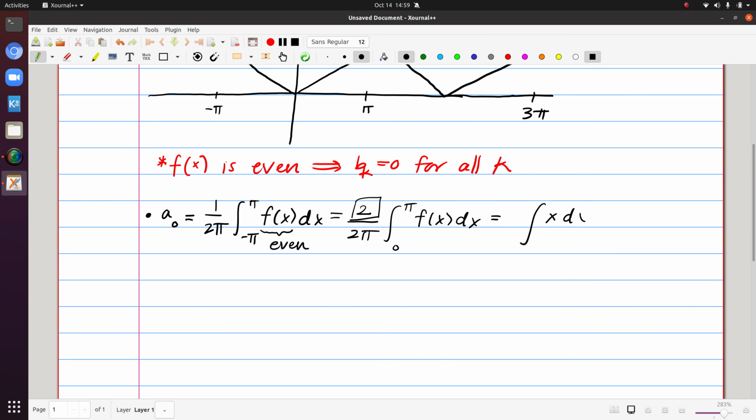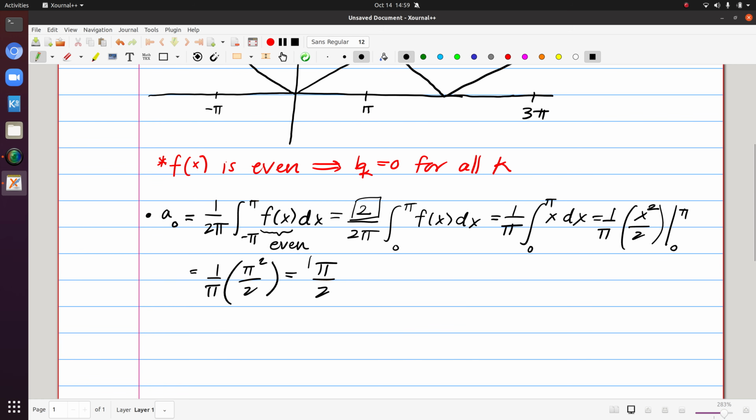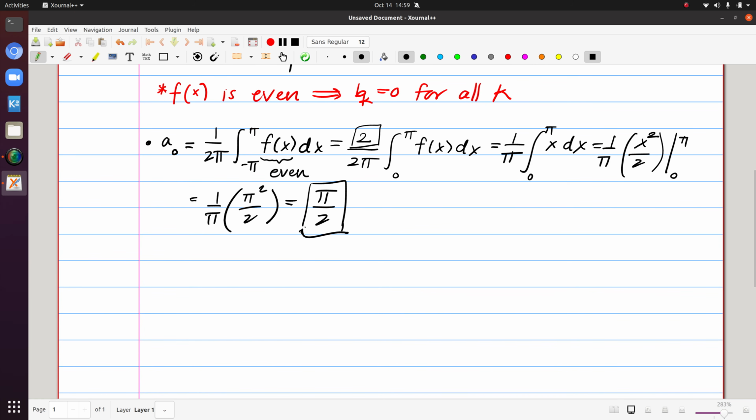So canceling the 2 out front with the 2 in the bottom, I get 1 over pi. And we just have to evaluate this. The antiderivative here is going to be x squared over 2. And notice the 0 contributes nothing, but I'm going to get 1 over pi times pi squared divided by 2, which simplifies to pi over 2. I'm going to remember this for later, because that's going to be part of my Fourier series. Again, if you had gone through this and not taken advantage of the even property with the integral, you should get the same answer.